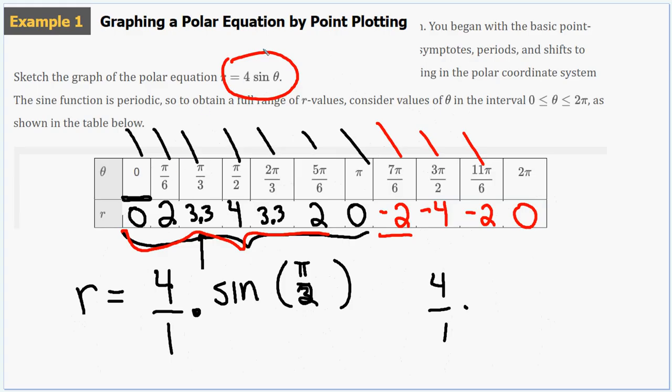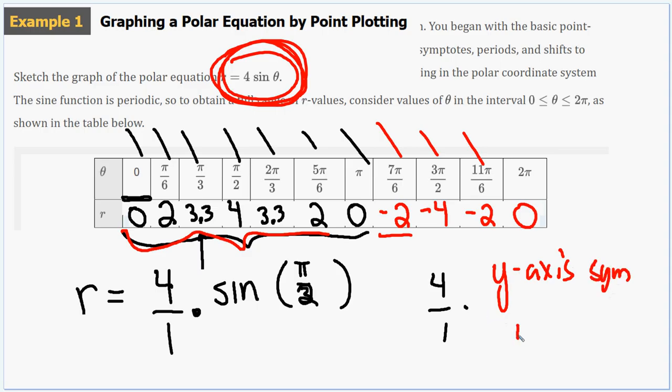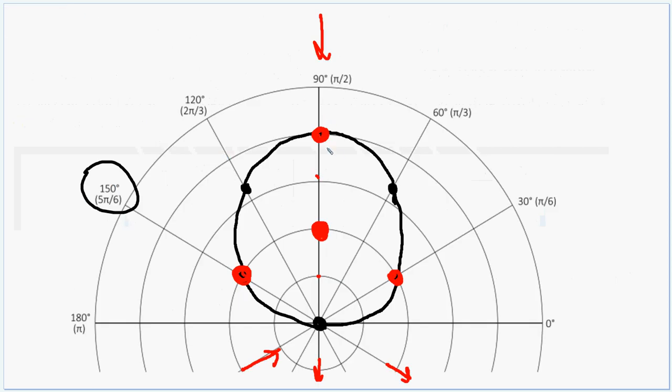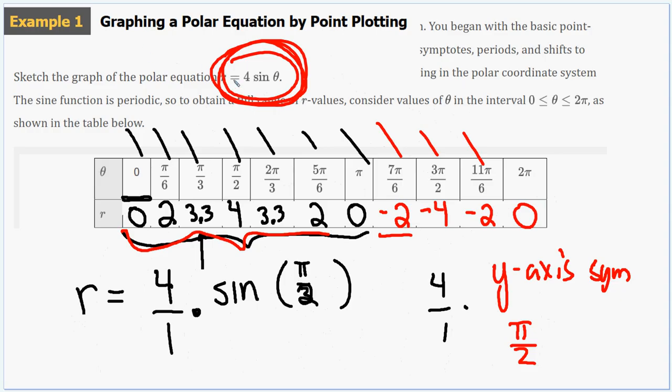And we can sort of say from this, if we have something that looks like 4 sine theta, we do have y-axis symmetry. In polar coordinates, we call that symmetry to pi over 2. Pi over 2 is the positive y-axis. If we had known that at the start, as soon as I found this point, I could have graphed this point. We could jump across the y-axis and hop over to that other point. So that was 4 sine theta.